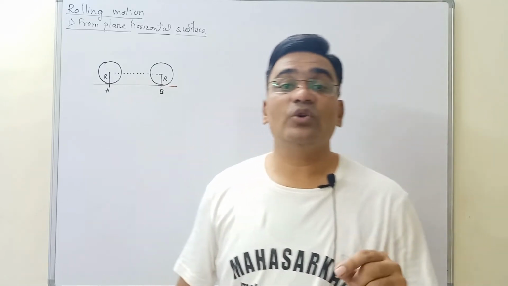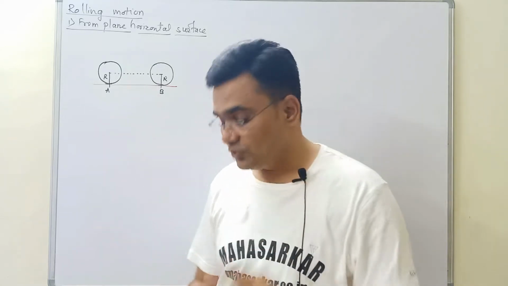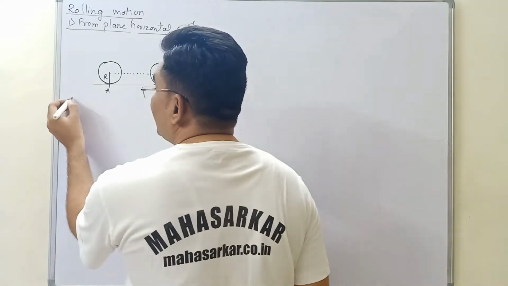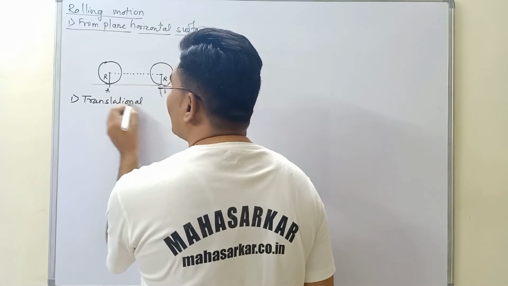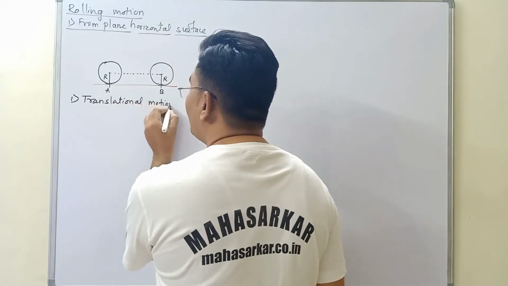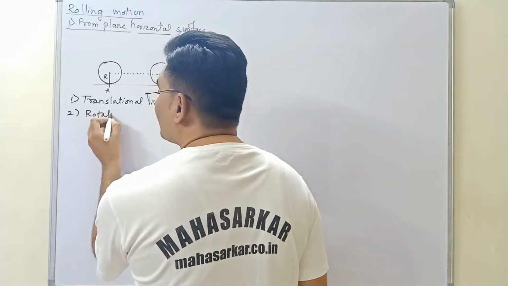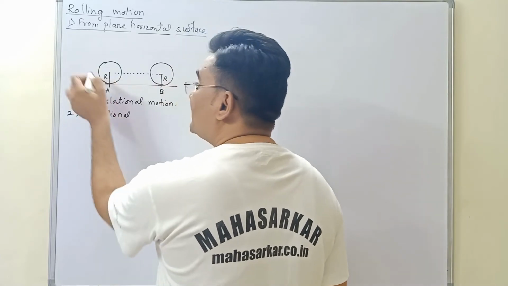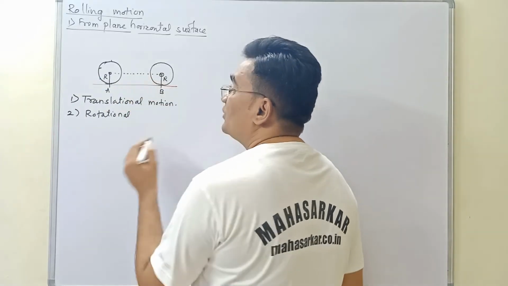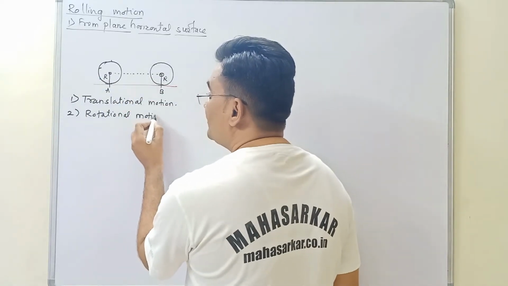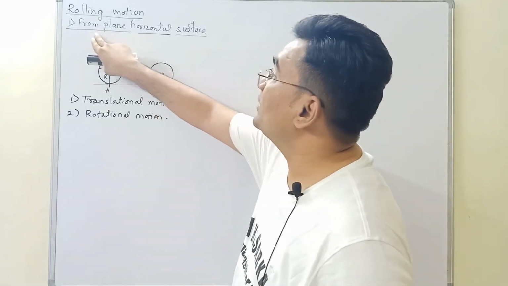In that case we are going to say that in a rolling motion, the object is performing two motions. First, the motion performed by the object will be translational motion. So we have to describe the parameters in the translational motion. Second is the rotational motion, because every particle of that object, wherever those particles are, they are rotating about a fixed point. Okay, so secondly it is performing which motion? Rotational motion.